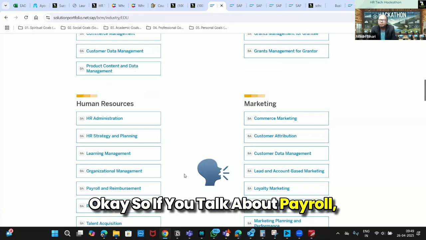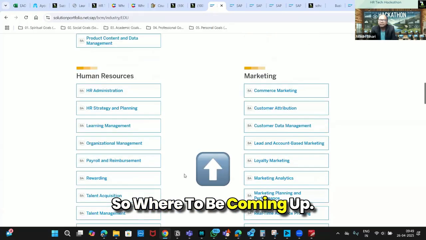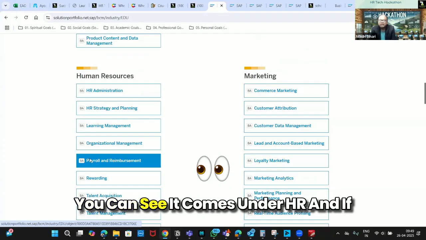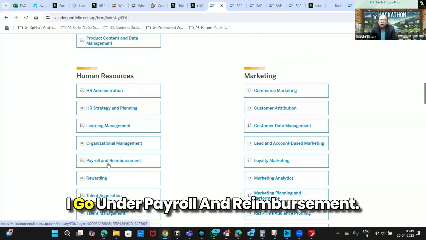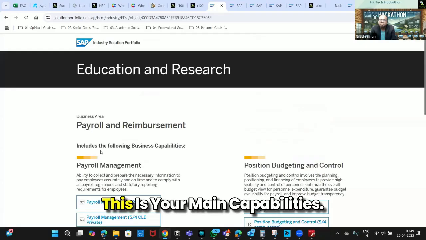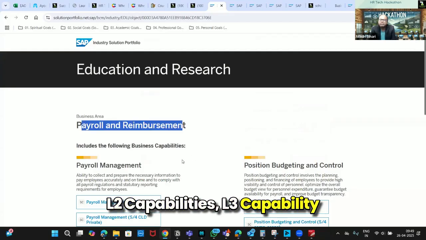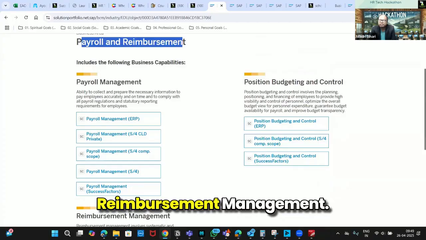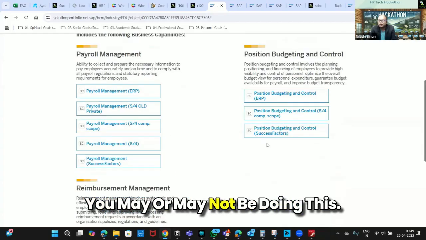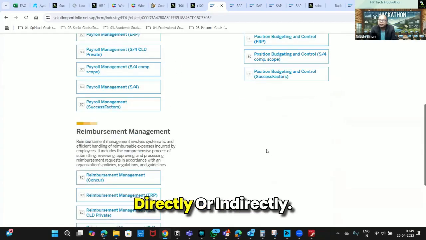If you talk about payroll, where will it come up? You have something called payroll and reimbursement. That is a business area, and you can see it comes under HR. If I go under payroll and reimbursement, this is your payroll. These are your main L2 capabilities. L3 capabilities will be payroll management and reimbursement management. Then we have position budgeting and control. You may or may not be doing this, directly or indirectly.